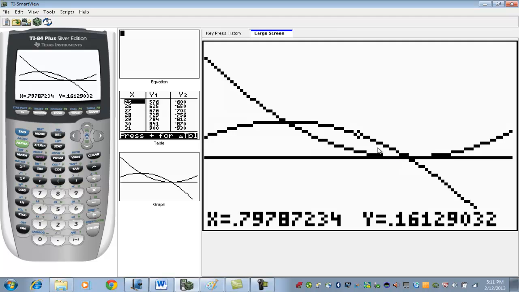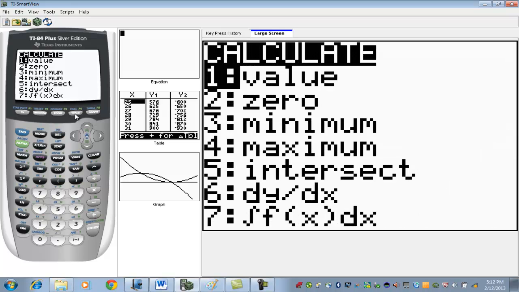We are interested in the lower limit and the upper limit when we integrate. So the lower limit is the x coordinate of this point of intersection, and the upper limit is the x coordinate of this point. So how am I going to do this? I'm going to calculate the intersection point.